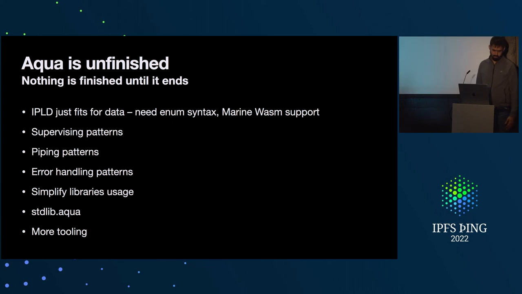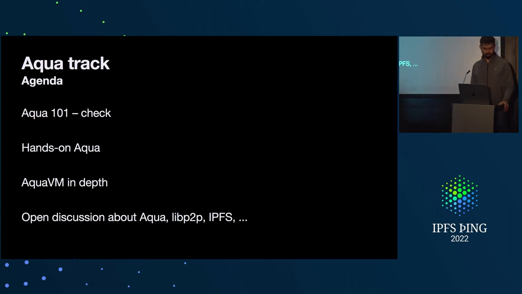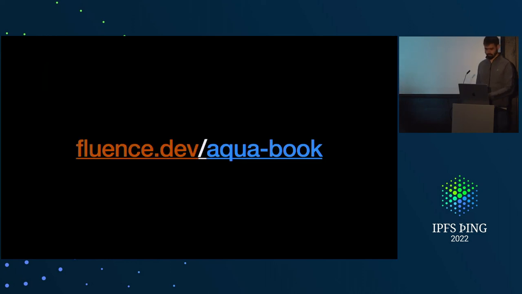Then libraries usage is not very handy currently. We don't have a standard library for Aqua with the default algorithms, working on that right now, and we want more tooling. We have some tooling currently, like IDE support for VS Code with go to definition, syntax highlighting, and something else. We have a CLI, we have another CLI, and so on. But the more, the better. And finally, right now: Aqua 101, check. Hands on Aqua by Alexei. AquaVM in depth by Mike. And at the very end of our track, an open discussion about Aqua, libp2p, IPFS, and how all of these could play together. And we have the Aqua book. Thank you.